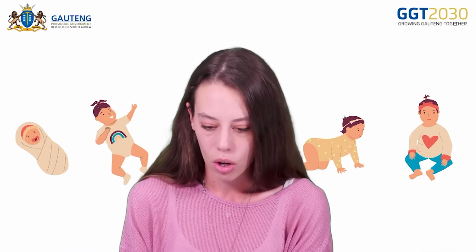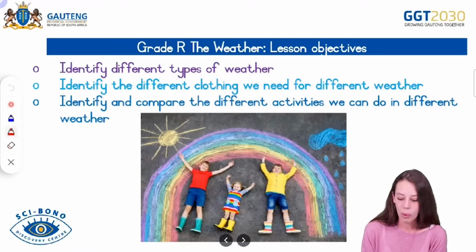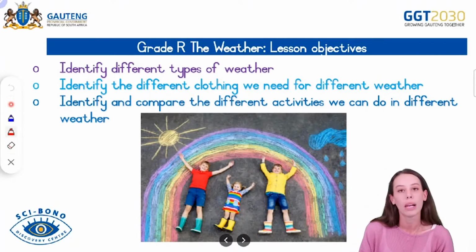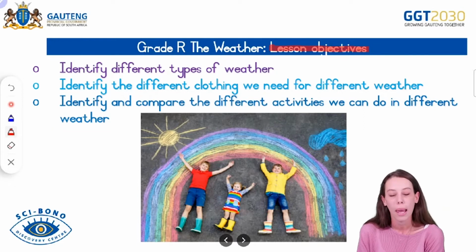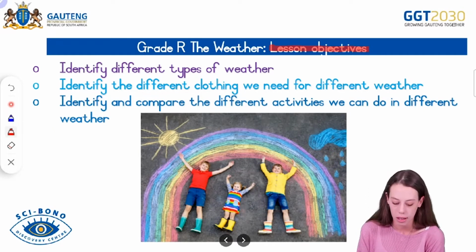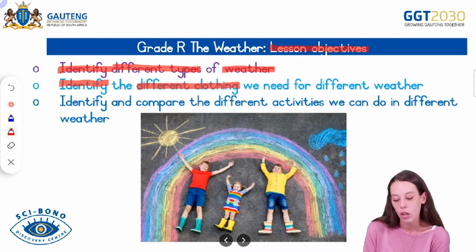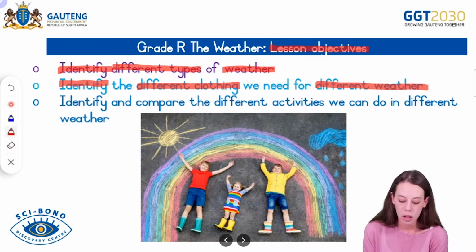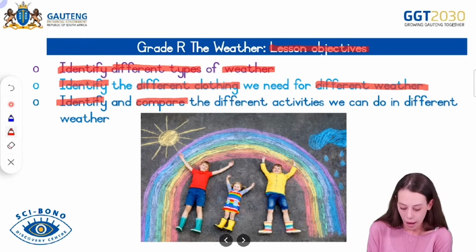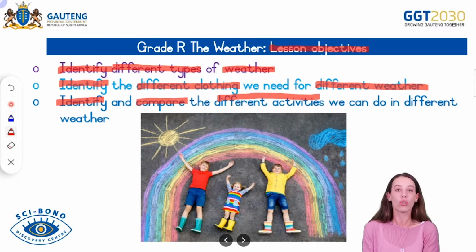All right. So remember, the first thing we always talk about is our lesson objectives. Who can remember what that means? Yes, our lesson objectives are all of the things we need to learn in this lesson. The first objective is to identify the different types of weather that we get. We need to identify the different clothing we need for different weather. And we need to identify and compare the different activities that we can do in different weather.